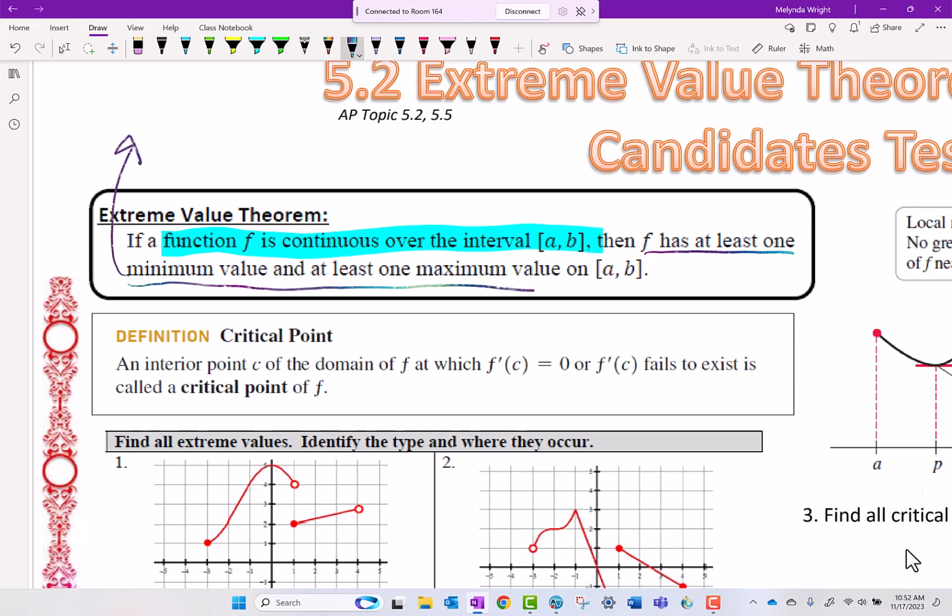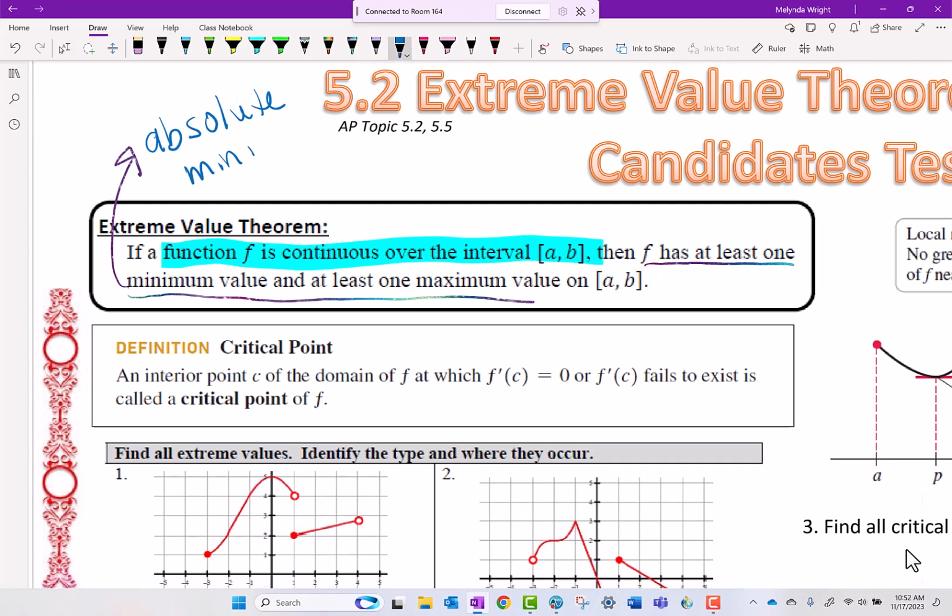When they say minimum, just use the word minimum, they really mean absolute minimum. That's really important because we do so much work with relative minimums that sometimes we assume that's what they're talking about, but that is not. It's an absolute minimum. Okay, so that's something to note for extreme value theorem. So if it's continuous on the closed interval, we have at least one max and one min.